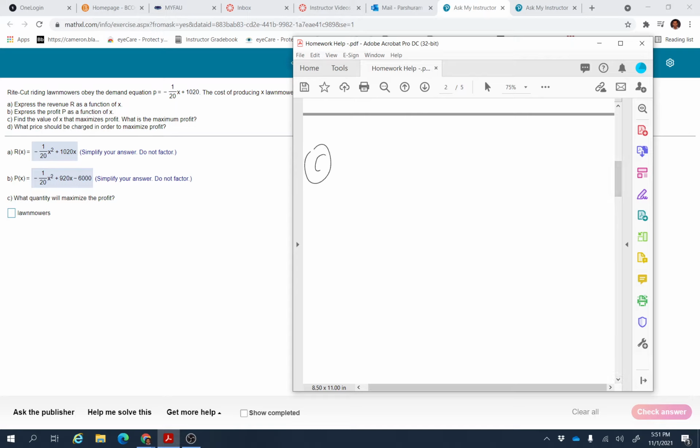So if you compare that P(x) with the standard quadratic function ax² + bx + c, you should be able to find a, which is the number in front of x², which is negative 1/20; b, which is the number in front of x, which is 920; and c is negative 6000.